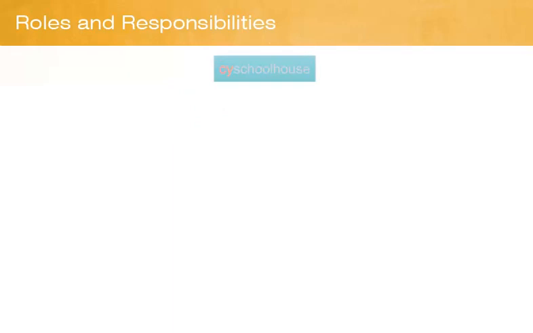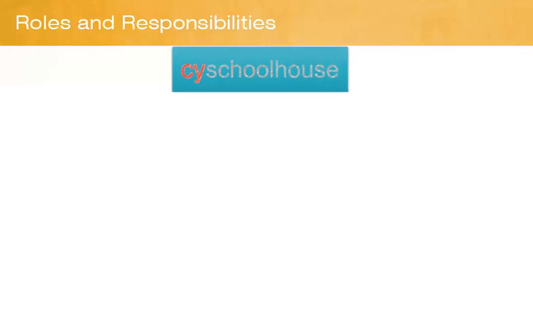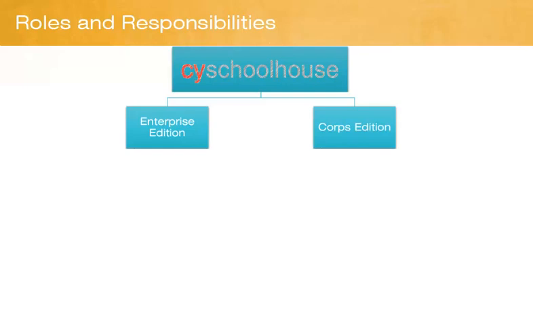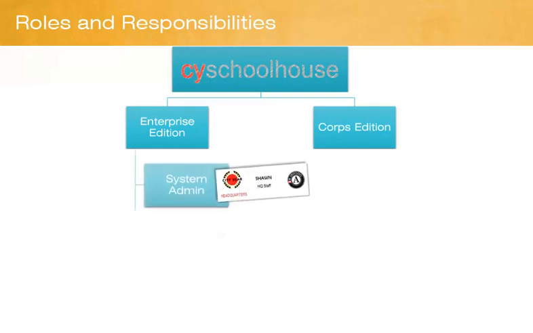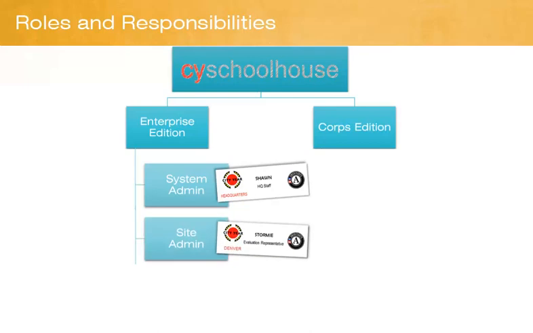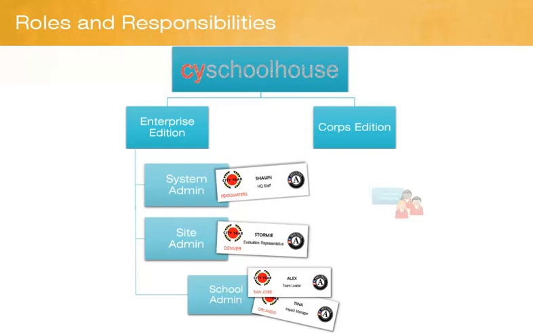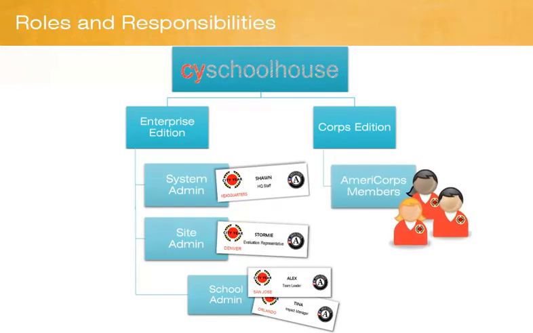There are 2 editions of the cyschoolhouse system, Enterprise and Core. These environments allow for different types of data entry. Those responsible for completing tasks in the Enterprise Edition include headquarters staff, site evaluation representatives, impact managers, and team leaders. The Core Edition provides system access to AmeriCorps members.